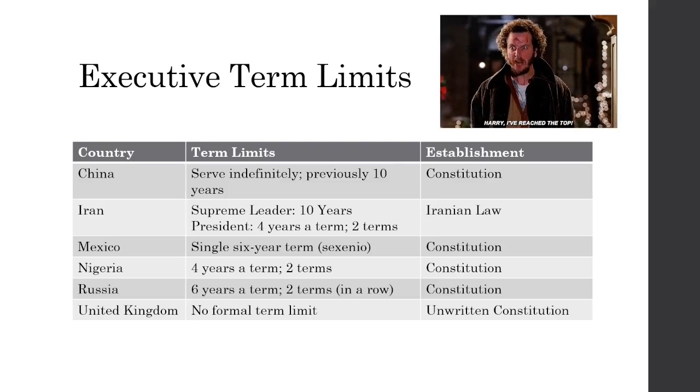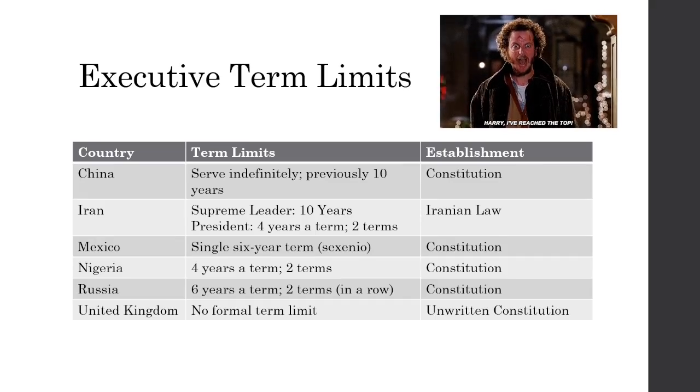Okay, so Iran, the supreme leader is the head of state, and they serve for 10 years, and they're selected by the Assembly of Experts. And this is established through Iranian law. The president has term limits as well, for 4 years a term, for 2 terms like the American president, also set by Iranian law. Now, our next 3 countries have a written constitution.